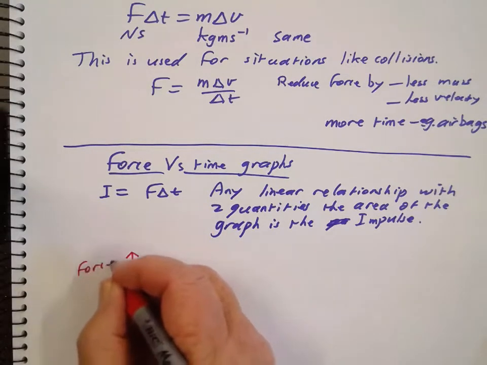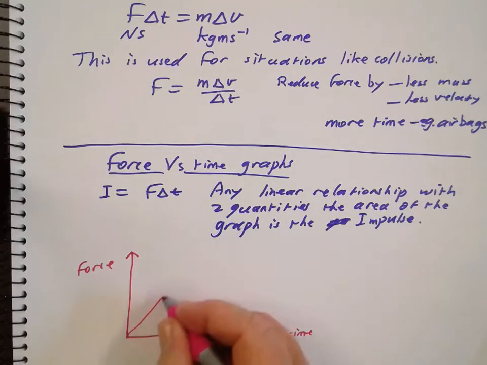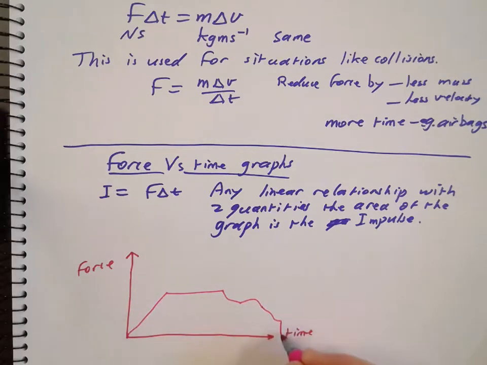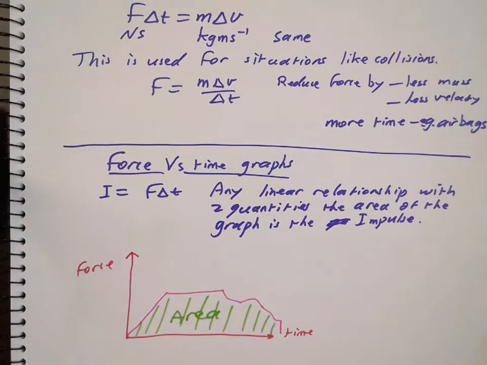So it means that if we have a force versus time graph, no matter what the shape, and if you get an example that you have to calculate, it's going to be an easy shape. So, area equals the impulse. Okay.